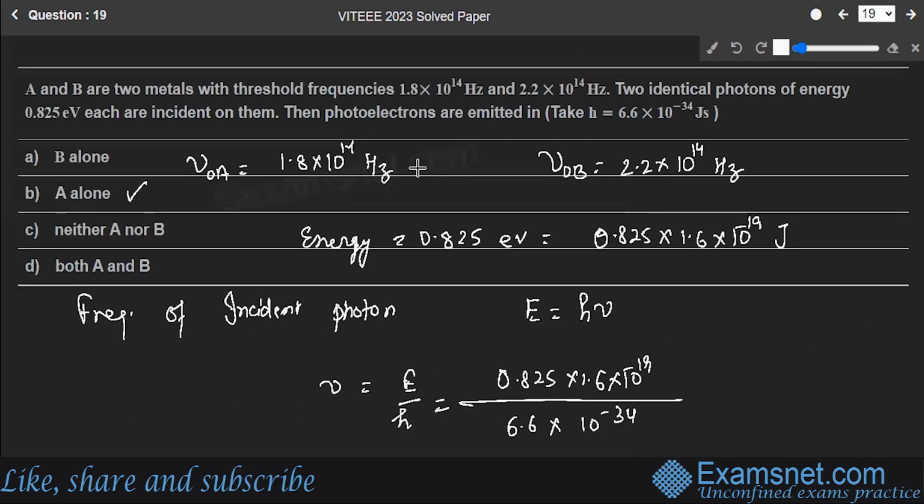That makes B option to be the right answer. Hope you understood this. Let's move to the next question.